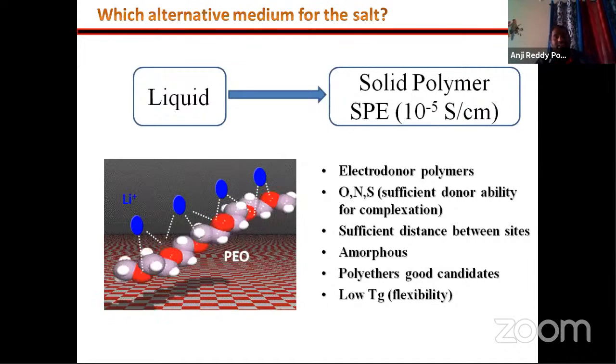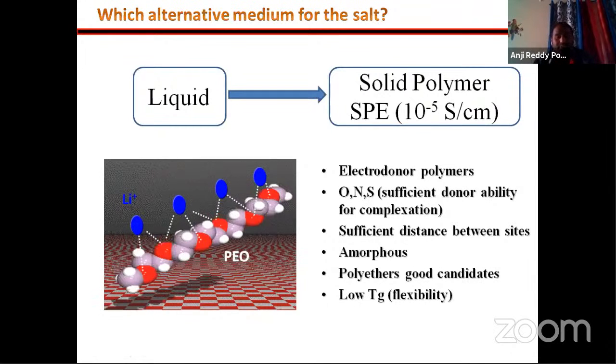Okay, based on that, I have chosen PEO, that means polyethylene oxide. These are the advantages of PEO: it is more amorphous and has a low glass transition temperature. Those are polyethers, and they are good candidates as a host material. Okay, these are some of the advantages of PEO.